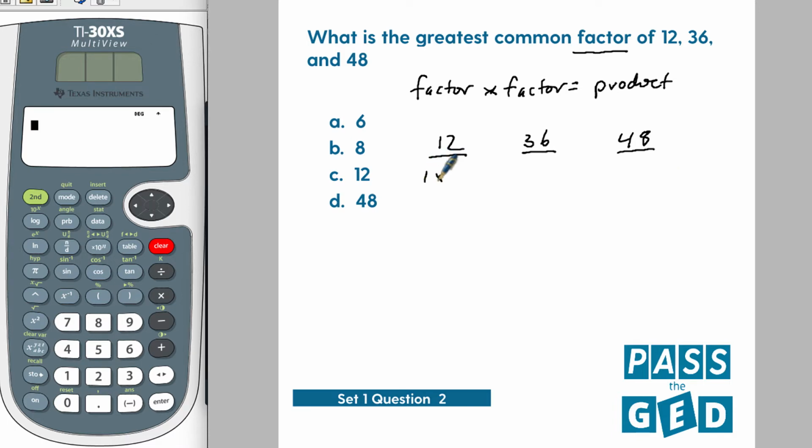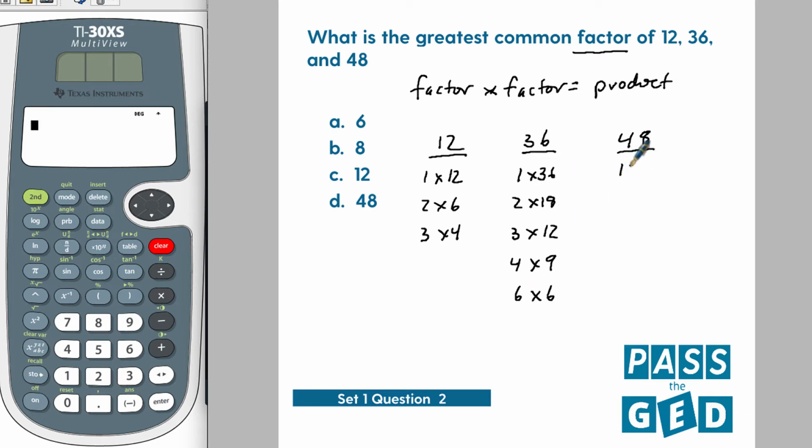So for 12, you could take 1 times 12, 2 times 6, 3 times 4, 5 doesn't work, and 6 you would be repeating because we already have 6. So these are the factor pairs of 12. Same with 36: 1 times 36, 2 times 18, 3 times 12, 4 times 9, 5 doesn't work, and 6 times 6. Okay, so you just start counting, start with 1 and work your way up until you start repeating.